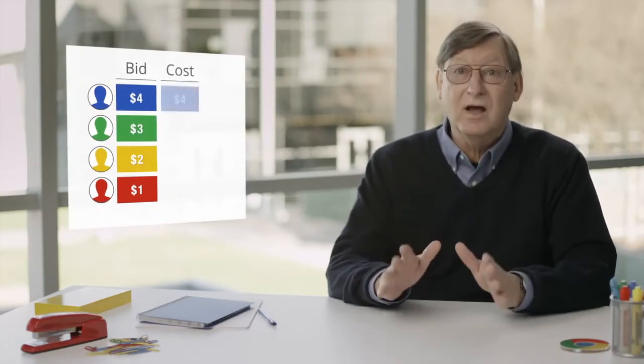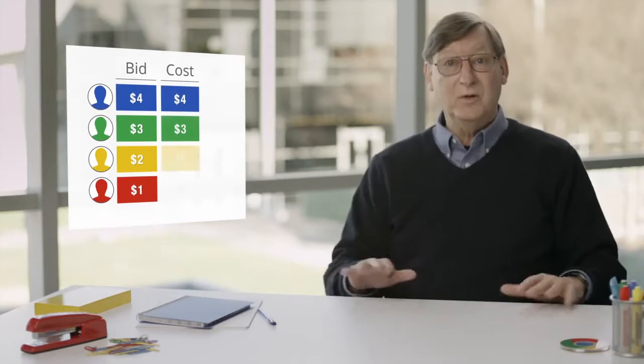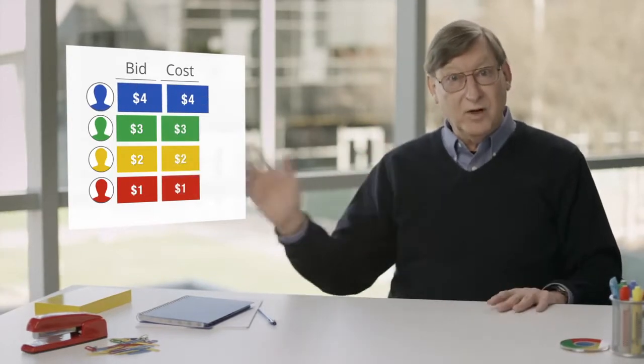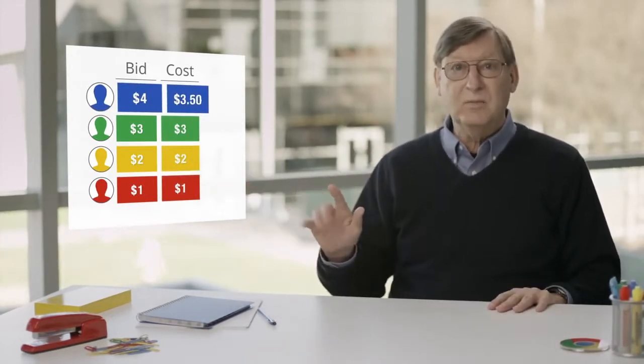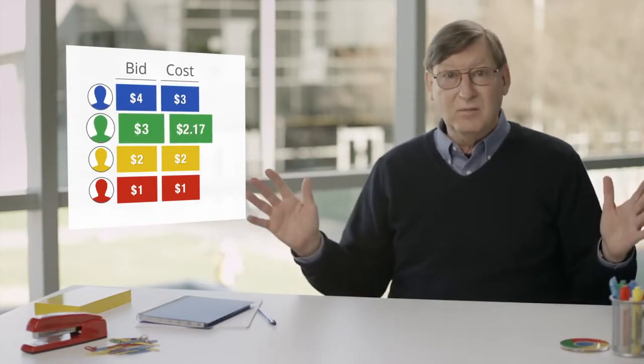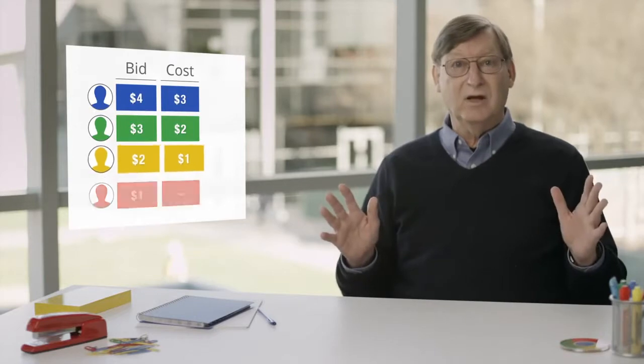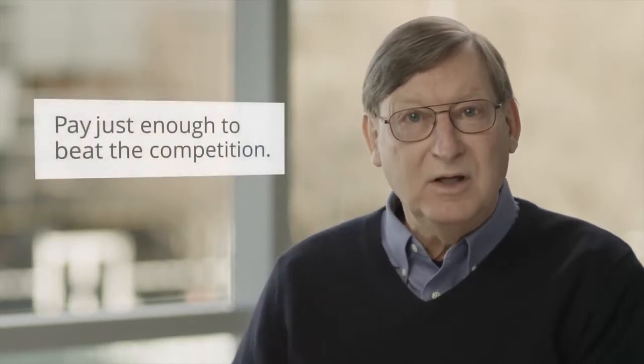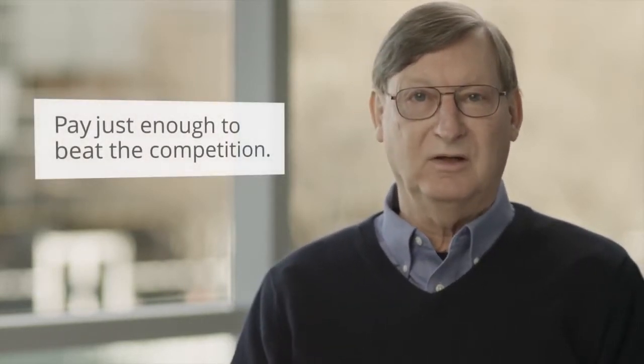Google uses a variation of what's called a second price auction. And in a second price auction, the buyer doesn't have to pay their full bid. They only have to pay the amount of the next highest bidder below them. So in this particular case, the first advertiser was bidding $4, but they'd only have to pay $3, which is the bid of the second highest advertiser. Same thing applies to advertiser 2 and to advertiser 3. This design allows each advertiser to bid their true maximum willingness to pay for a click, but they only have to pay just enough to beat the competition.